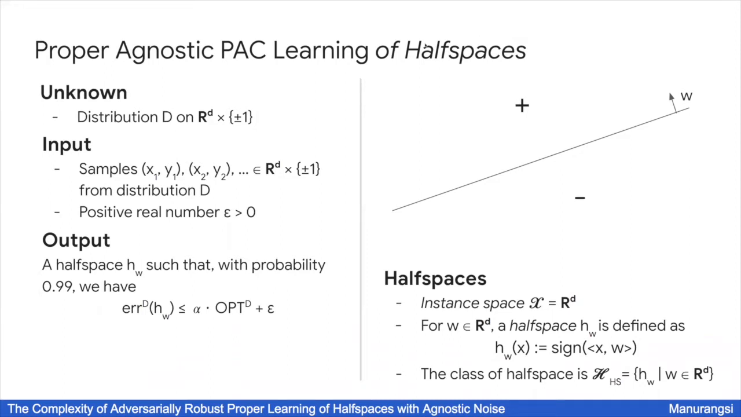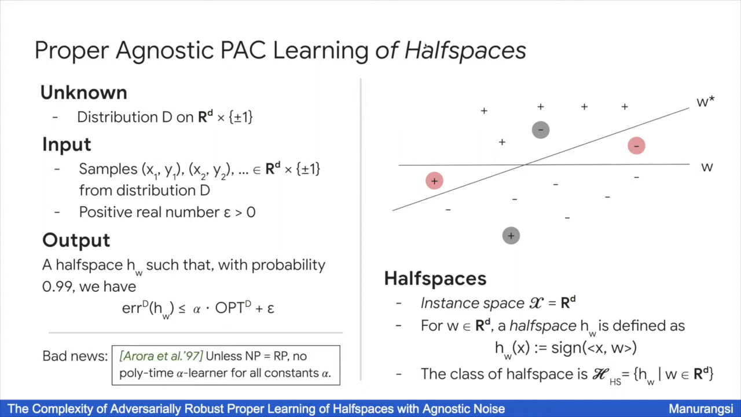For example, here might be our distribution D. If this is the distribution D, then this w star would be the optimum and it misclassifies 2 points. So the OPT is 2 over the total number of points. And maybe if our algorithm outputs this w instead, then it misclassifies a total of 4 points. So if we ignore epsilon for a moment, we get an approximation factor of 2.